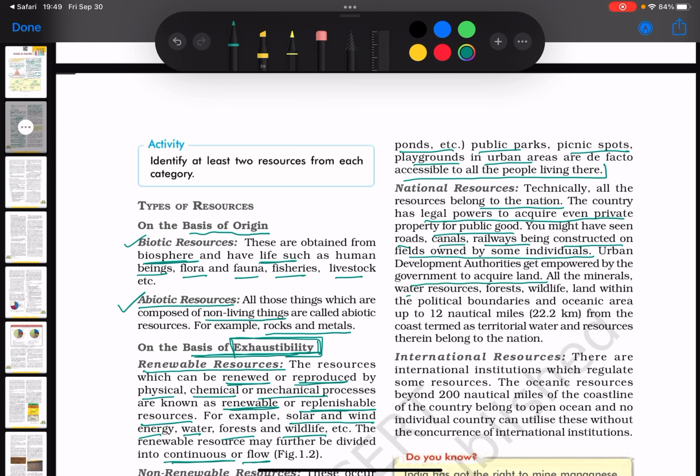All the minerals, water resources, forest, wildlife, land within the political boundaries, and oceanic areas up to 12 nautical miles, which is 22.2 kilometers from the coast, termed as territorial water, and the resources therein belong to the nation.